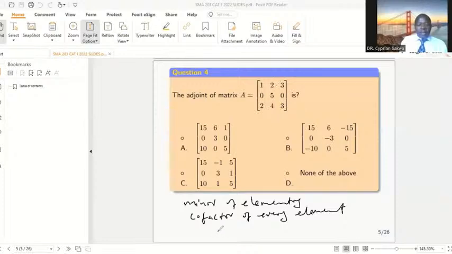To get the cofactor, we just take the minor and multiply by the sign. The sign will be -1 raised to the row plus the column, so the ith row plus the jth column. For example, this element here is in row 1, column 1, so i is 1 and j is 1. This element here is in row 1, column 2, so i is 1 and j is 2. So i stands for the row of the element, and j stands for the column of the element.